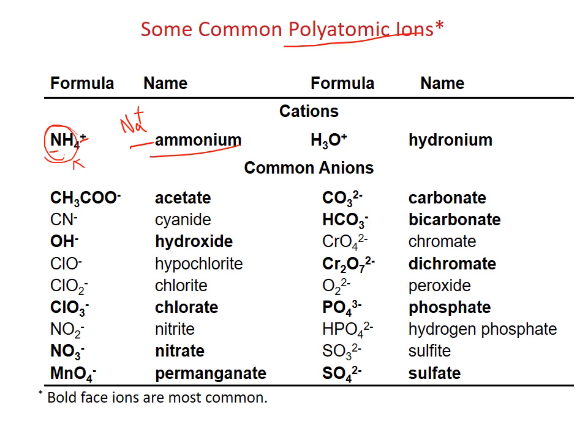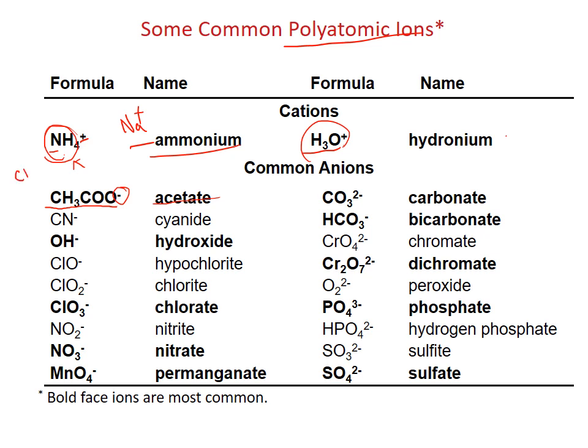Similarly, you already know, okay, H3O plus is called hydronium ion. All right, and CH3COO, they all bond together with a negative charge, and that is called acetate. Acetate is an organic anion, comes from vinegar.